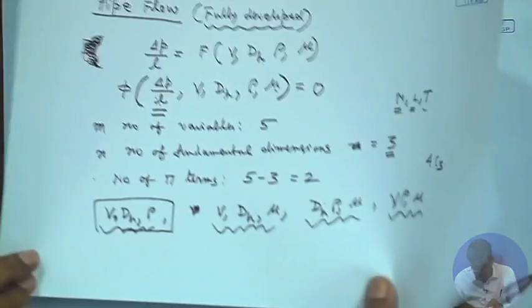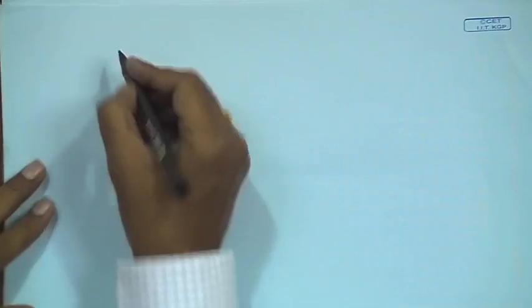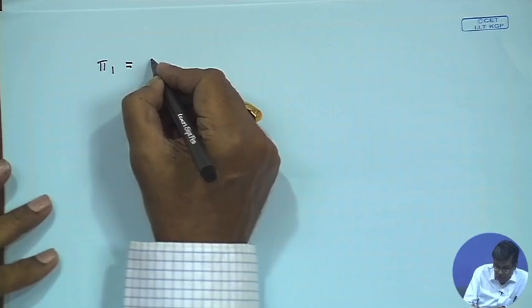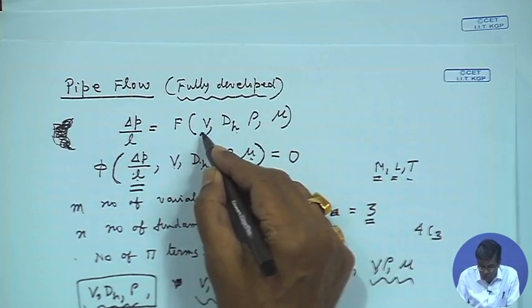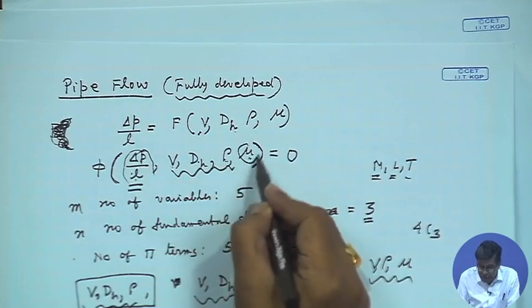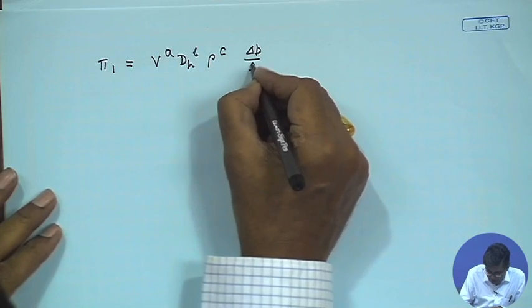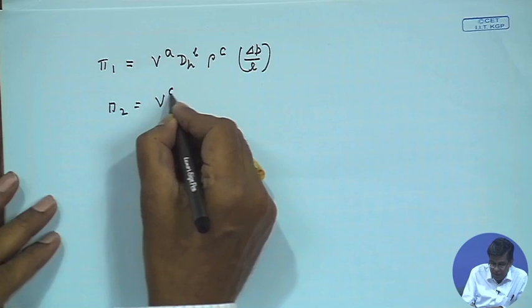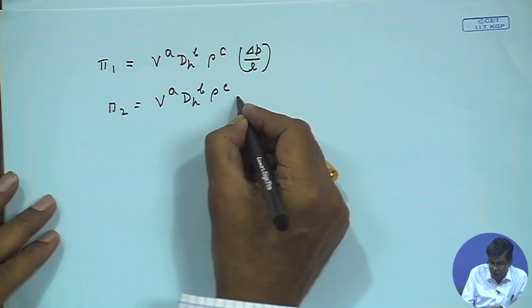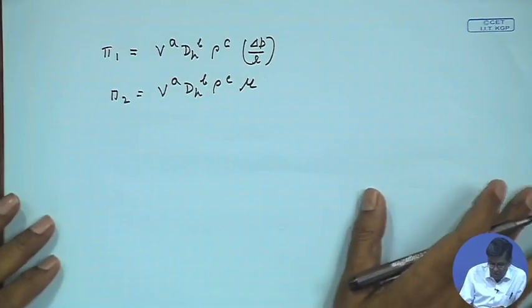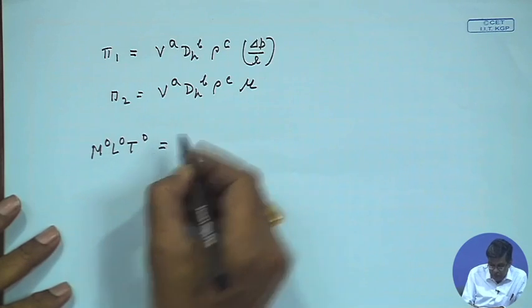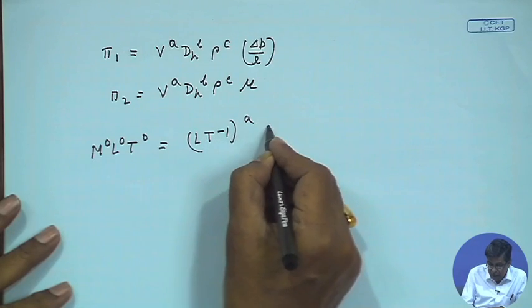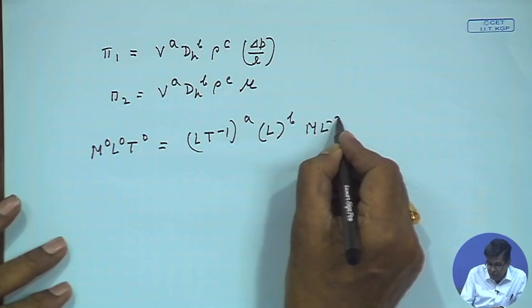If we take V, DH and rho as the repeating variables, then pi 1 is V to the power A, DH to the power B, rho to the power C, and the left parameter is delta P by L, and for the second pi term, V to the power A, DH to the power B, rho to the power C, and mu. Now if we equate dimensions, pi 1 is M to the power 0, L to the power 0, T to the power 0; V is L T to the power minus 1 to the power A, L to the power B, M L to the power minus 3 to the power C.